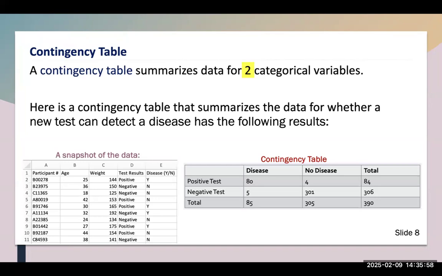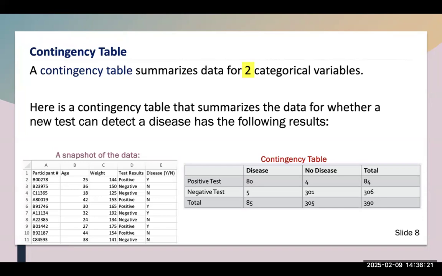But also, there were people who had a negative test. There's 5 of them that had a negative test and also had the disease. So for 5 people, the test was unreliable there. And you can see the other information here. 4 people had a positive test and no disease. 301 had a negative test and no disease.